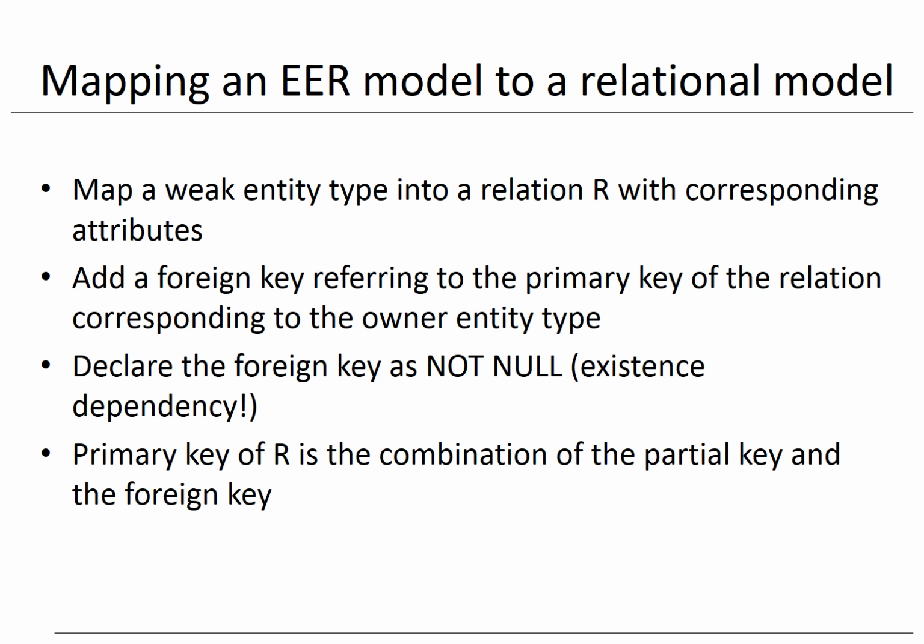A weak entity type should be mapped into relation R with corresponding attributes. A foreign key must be added referring to the primary key of the relation corresponding to the owner entity type. Because of the existence dependence, the foreign key is declared as not null. The primary key of R is then the combination of the partial key and the foreign key.